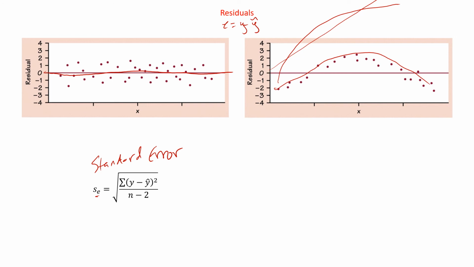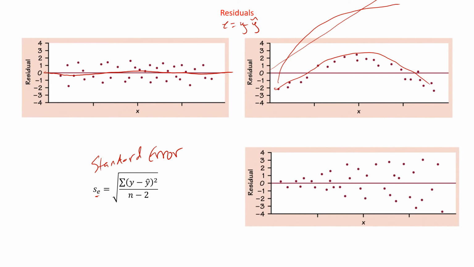So a pattern like this isn't good when we're looking at a residual plot. Also not good is something like this, where the residuals are getting further and further away. That makes it so it's not particularly linear. The regression line is not going to be particularly accurate because the error keeps getting bigger and bigger.